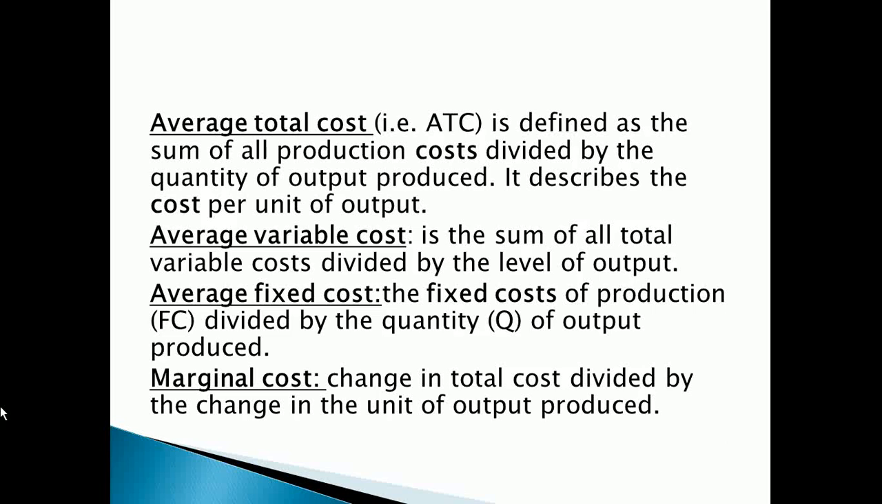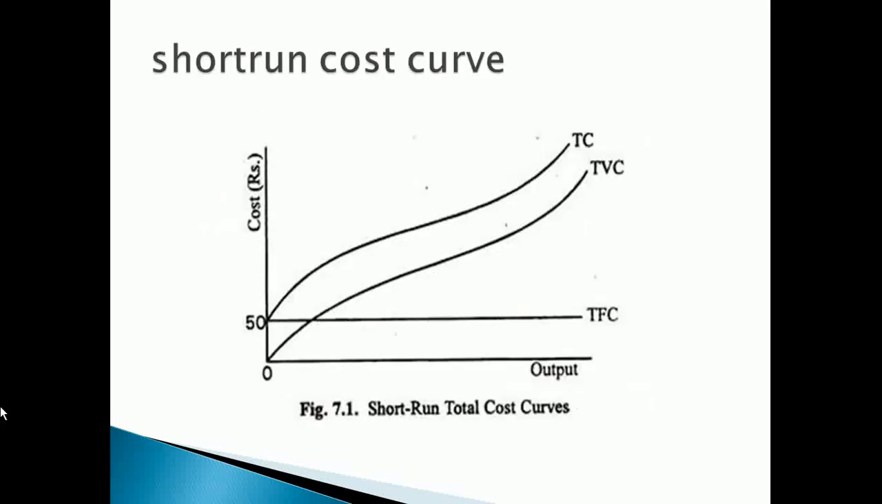AFC equals TFC divided by level of output. ATC equals TC divided by level of output. And AVC equals TVC divided by level of output. Marginal cost can be expressed as the change in total cost over the change in output: T2 minus T1 over Q2 minus Q1. So I've actually explained this and broken it down in your note also. You can refer to it, Google online, get your core text, they will give you better clarity.